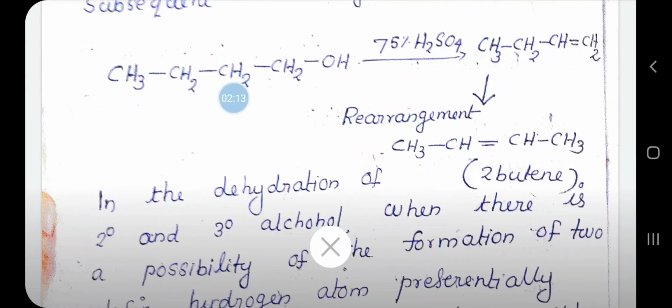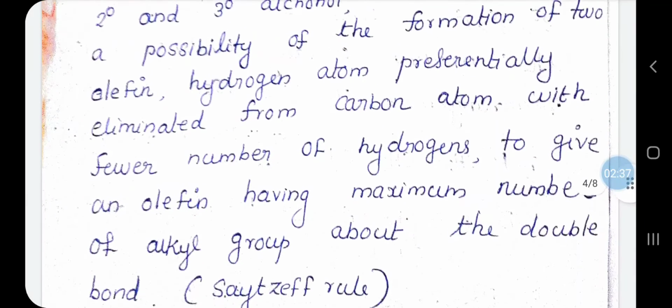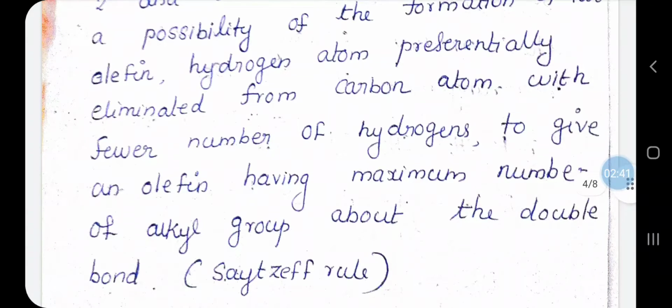So the order will be highest for the tertiary, then secondary, and least for the primary. One more case: when a primary alcohol is treated with 75% sulfuric acid, we will get an alkene having a double bond here, and it will undergo rearrangement and form the corresponding alkene such as 2-butene, which is the symmetrical one. So this is due to Saytzeff's rule.